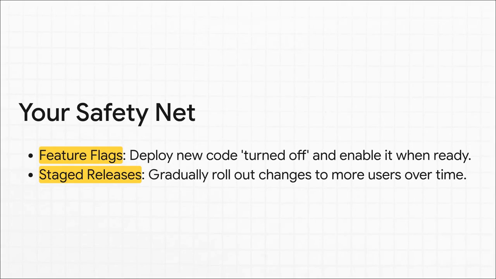And that's not all. You've got this whole safety net of tools. Feature flags are awesome. They let you ship new code that's basically off by default. Then you can flip it on for certain people whenever you're ready without doing another big deployment. And staged releases just formalize that process, letting you slowly ramp up who sees the new stuff. It is all about minimizing risk.